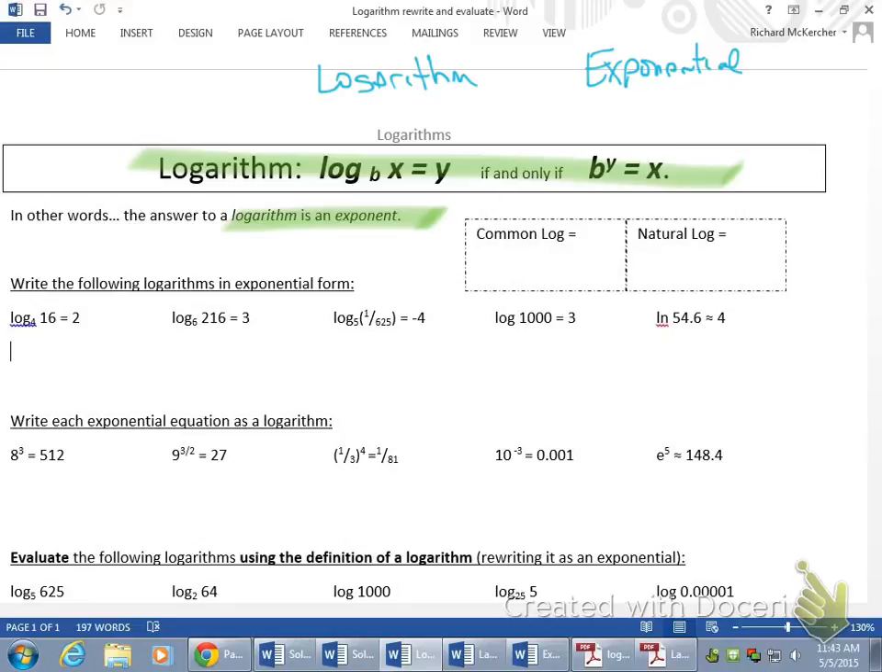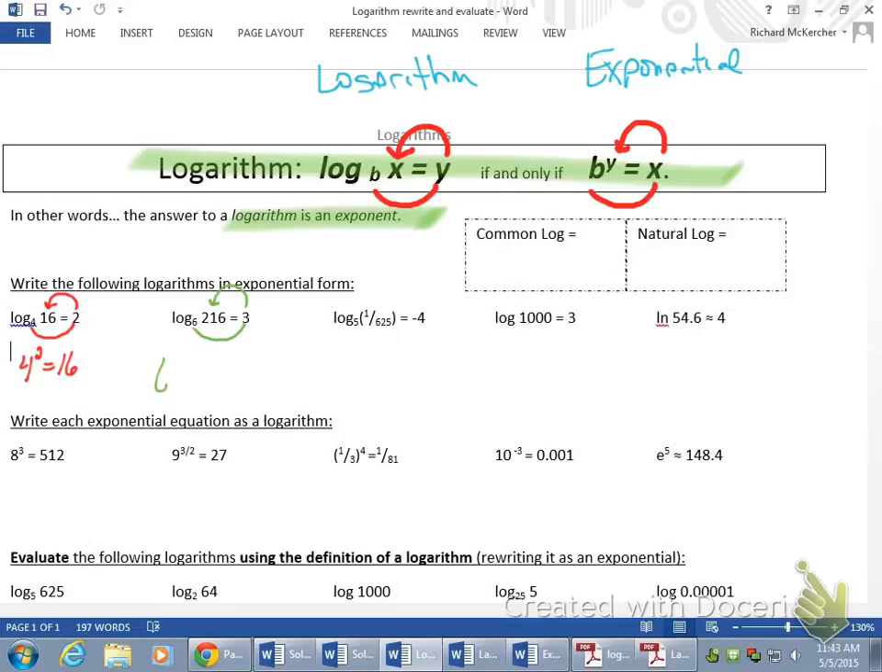So the very first thing we're going to do is practice going back and forth from how to write a logarithm in exponential form and how to write exponential form as a logarithm. We can follow this little pattern here, and that will help us to write these. So look at this example here. b is my 4, 2 is the y, and 16 is the x. So I'm going to follow this example down here, and I get 4 to the second power equals 16.